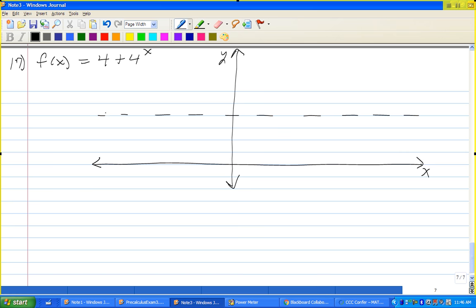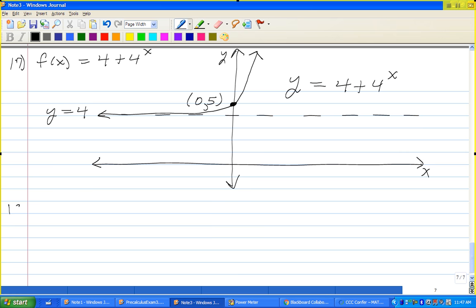And so 4 to the x looks something like this. So this is the graph of y equaling 4 plus 4 to the x. Well, we translated this up by 4, so the asymptote is actually y equaling 4. The y-intercept, when x is 0, 4 to the 0 is 1, plus 4 is 5.